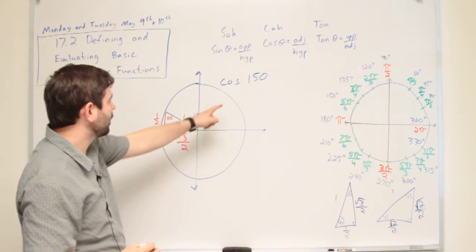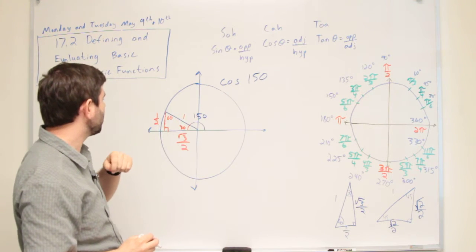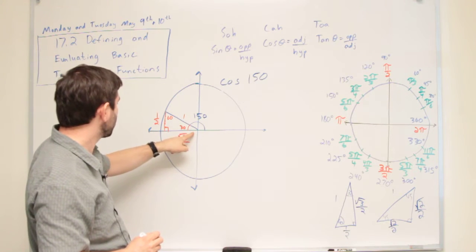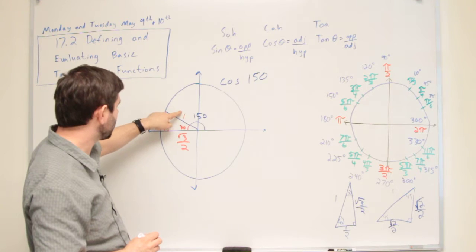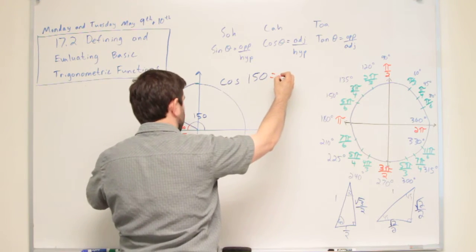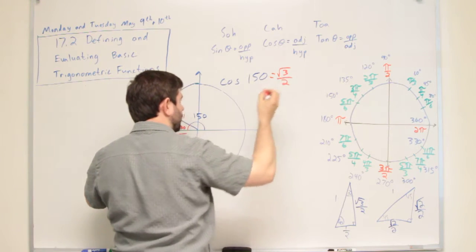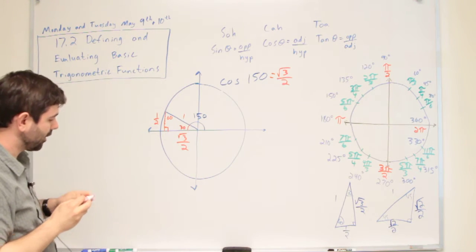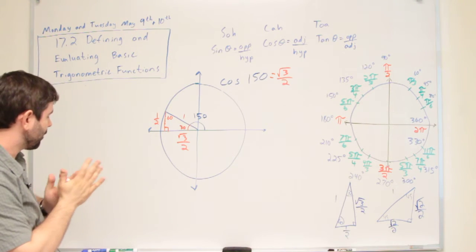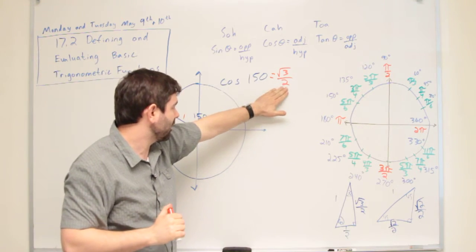Okay, so if we're asked to find the cosine of 150, then we take adjacent over hypotenuse. Adjacent is next to, over hypotenuse, which is just 1. So this is going to be root 3 over 2. And we have found the cosine of 150 degrees without using a calculator. This is the exact answer of it.